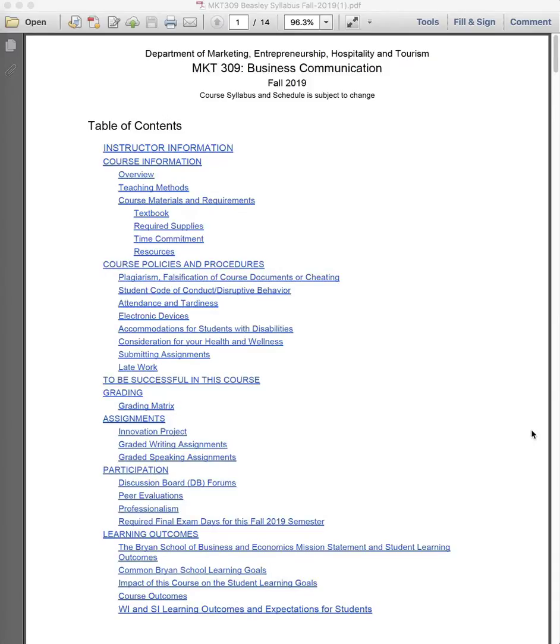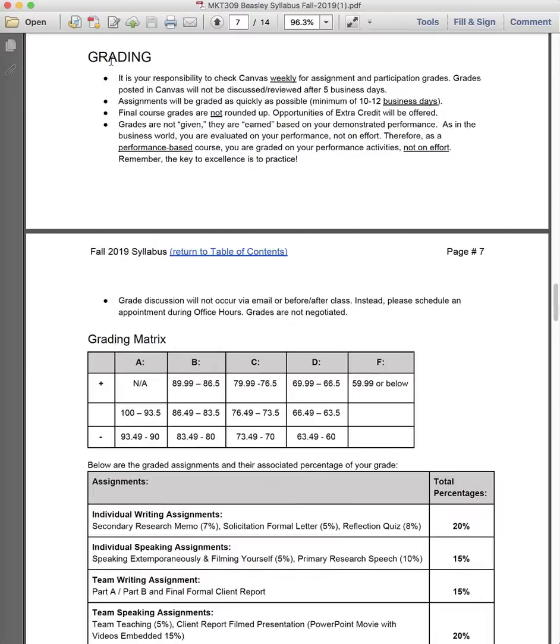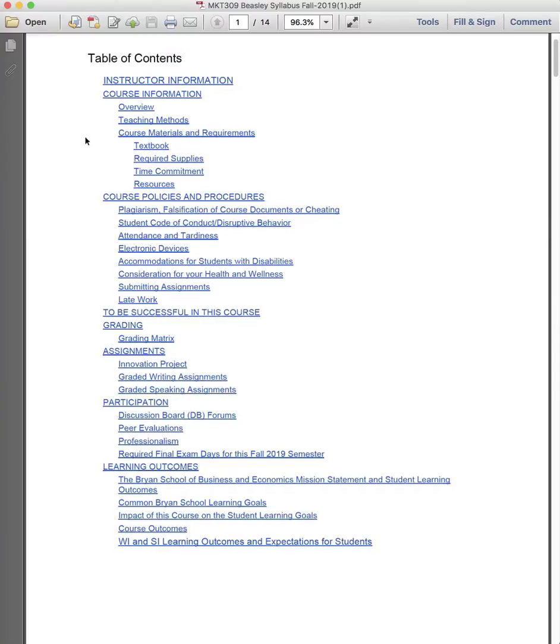This is Marketing 309 at UNCG, and we're looking at the syllabus PDF file that you found in Canvas. It is an interactive PDF in that these table of contents headers are hyperlinked. So if you click on it, then it pops immediately into the section that you clicked on. At the beginning of every page, there is a hyperlink that comes back to the beginning for ease.